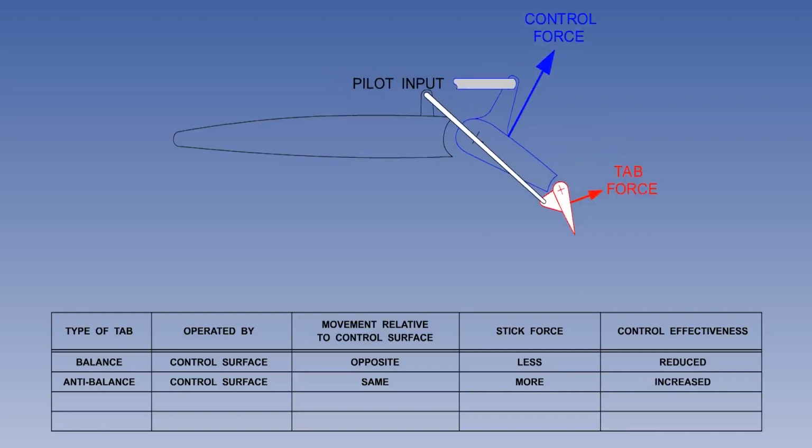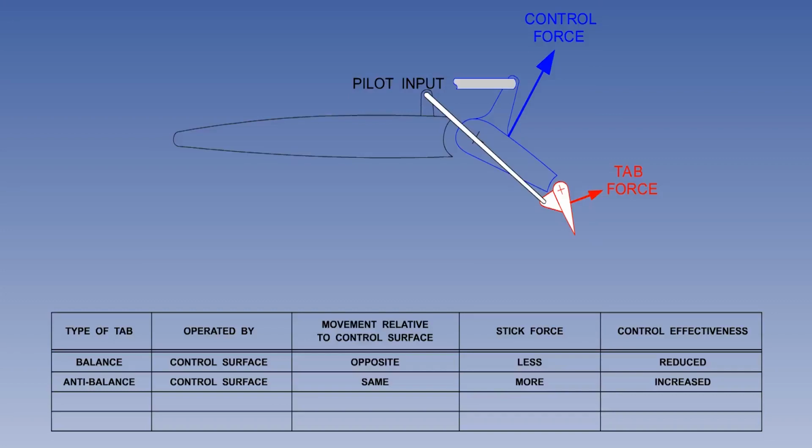Because the anti-balance tab moves in the same direction to the control surface, the effectiveness of the control is increased. This is because the motion of the tab now increases the change in camber commanded by the pilot. The anti-balance tab is fitted to aircraft that otherwise would suffer from either a lack of control effectiveness or stick forces that are too low.